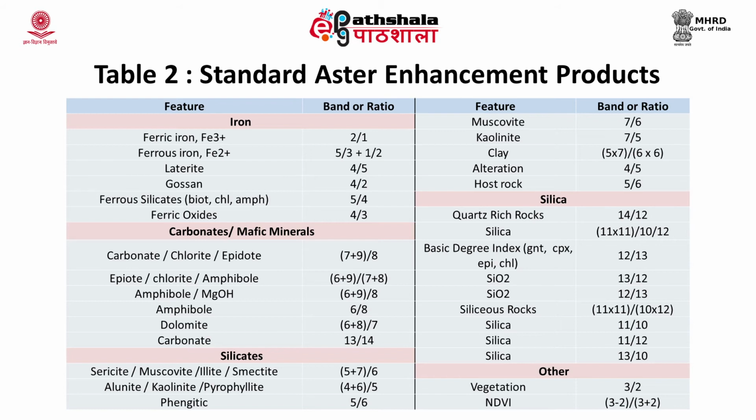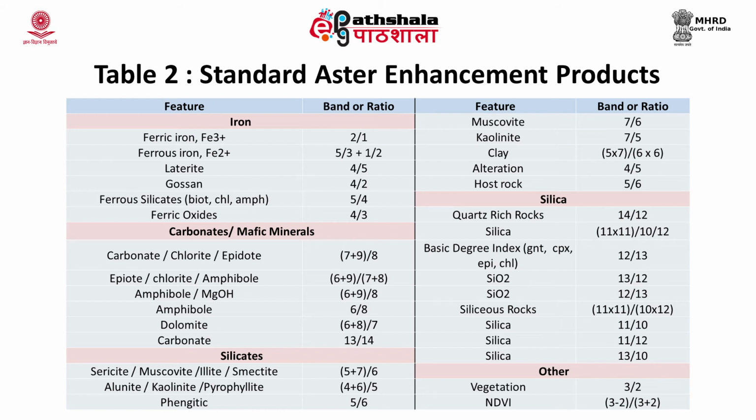Gossan is a cap rock which can indicate what kind of mineral deposit is present below that particular area. For gossan identification we can use 4 by 2. If you have ferrous silicate, for example biotite, chlorite, amphibole, we can go for 5 by 4, that is band 5 by band 4. If you have ferric oxide, then you can go for 4 by 3. If you have carbonate or mafic minerals, then you can go for different band ratios. For example, carbonate, chlorite, epidote, there you can add 7 and 9, and then divide, you can take the ratio with respect to 8.